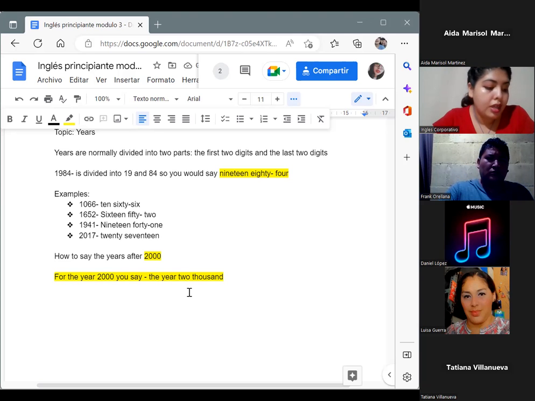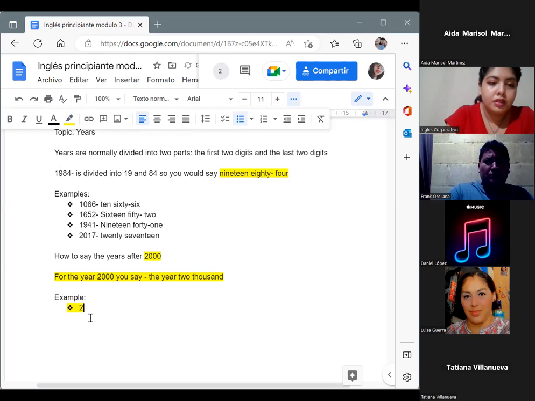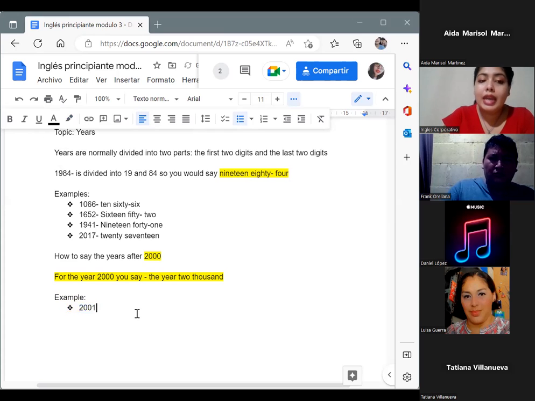For the year 2001 to 2010, the most common way of saying the year is 2000 and the number. In this case, when you have the 2000 and numbers from 1 to 10, it is very common to use 2001, 2002, 2003, and 2010. Así que es bastante común que nosotros utilicemos el 2000 en, y el año que estamos utilizando, desde el 2001 hasta el 2010. Por ejemplo, I have here this one, and that is pronounced 2001.